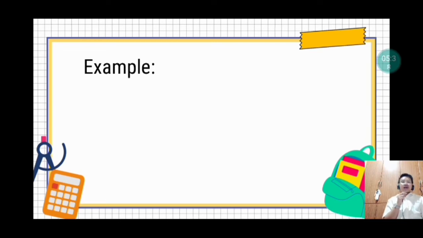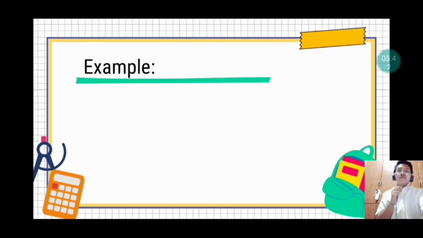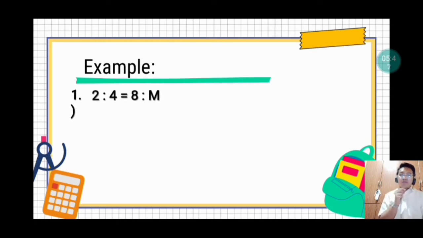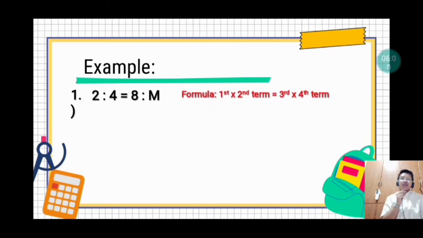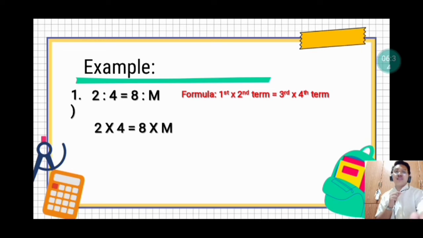So, let us apply this on solving. So, example, 2 is to 4 is equal to 8 is to m. Okay? So, dito, of course, we need to remember the formula. Our formula is first term times second term is equal to third term times fourth term. So that would be our formula. Okay? So we need to simplify the ratios. So that would be 2 times 4 since we are following the formula, first term times second term, and third term times fourth term. And also for the second ratio, third term times fourth term.